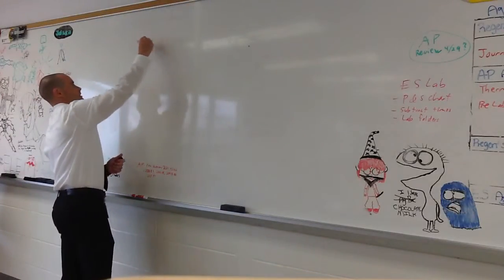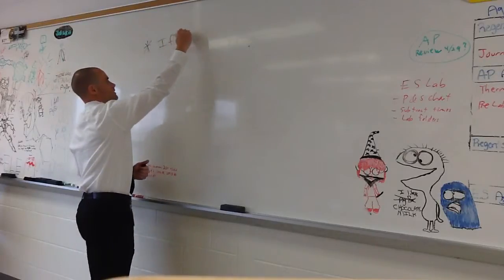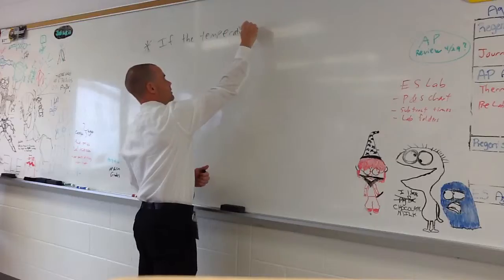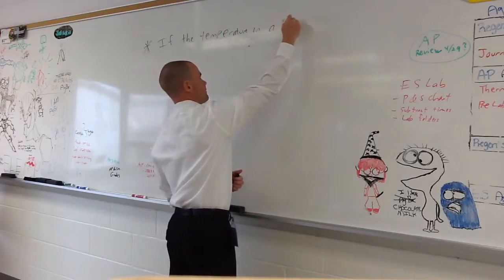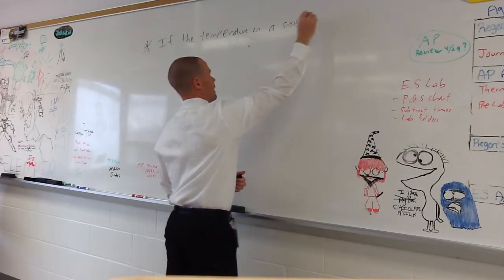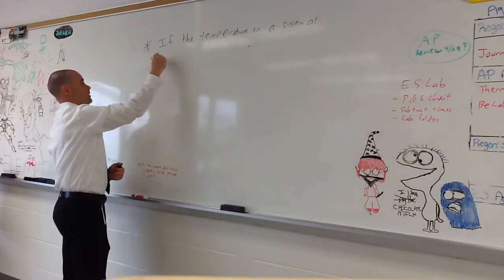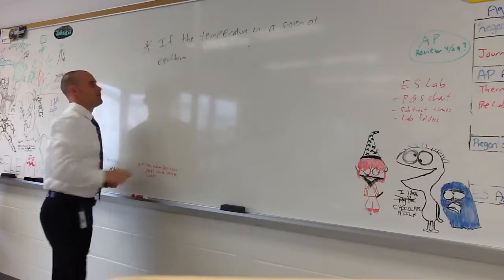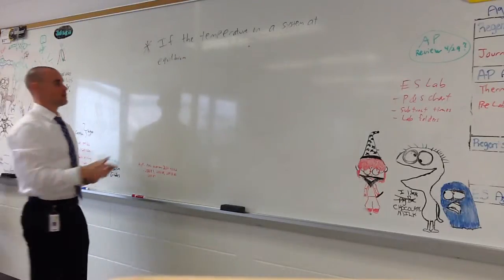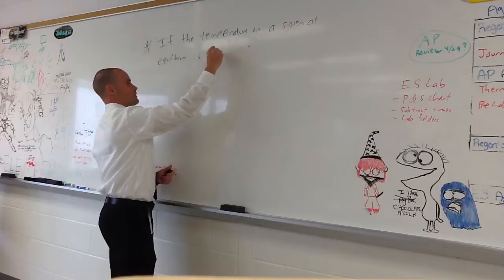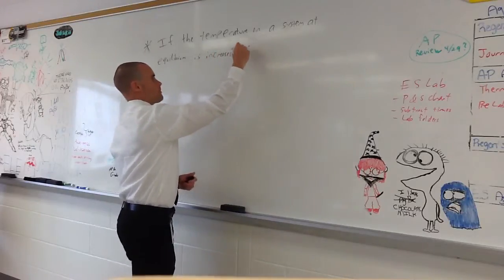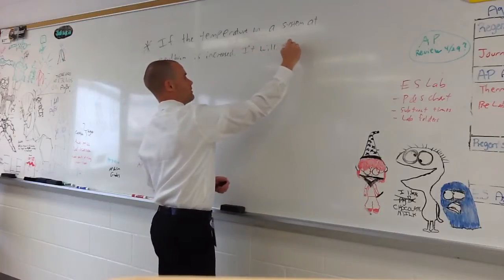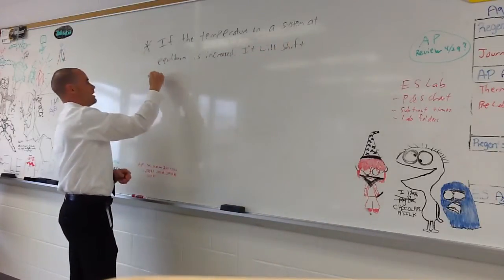Write this down. If the temperature, so put this underneath that. If the temperature on a system at equilibrium is increased, it, being the system, will shift away from the heat.